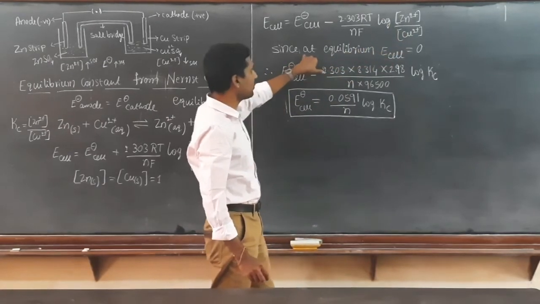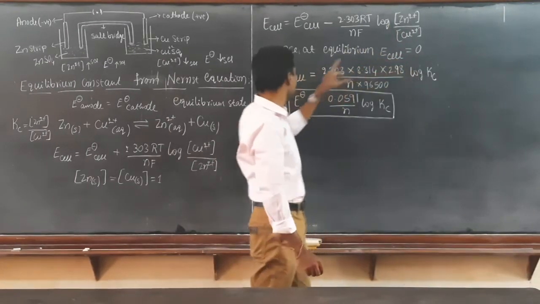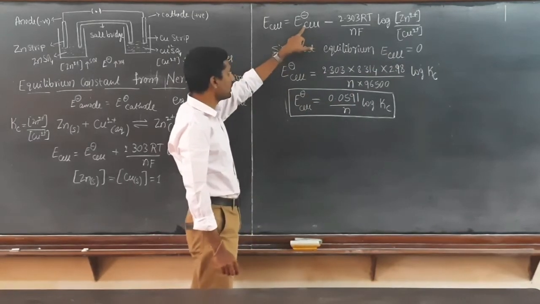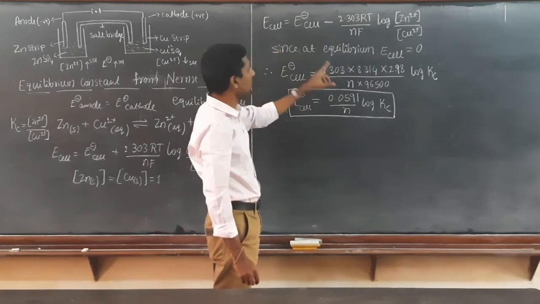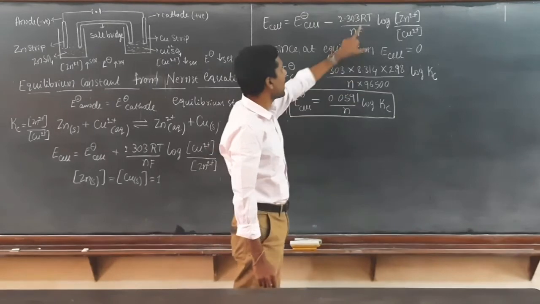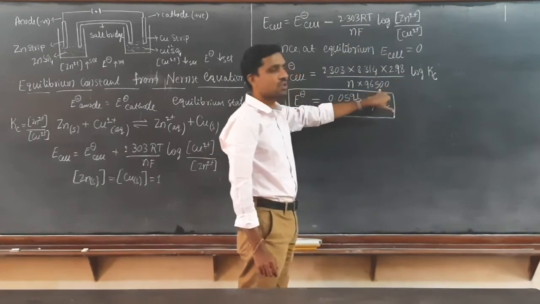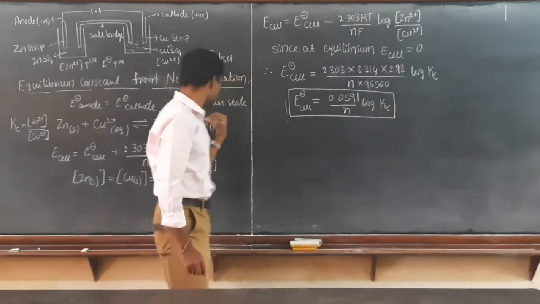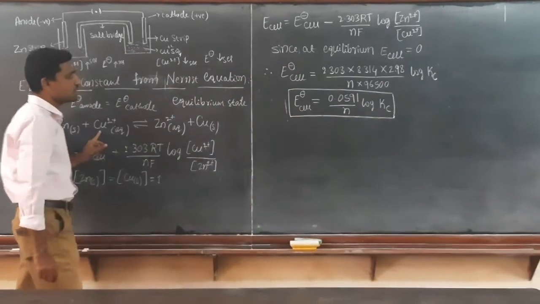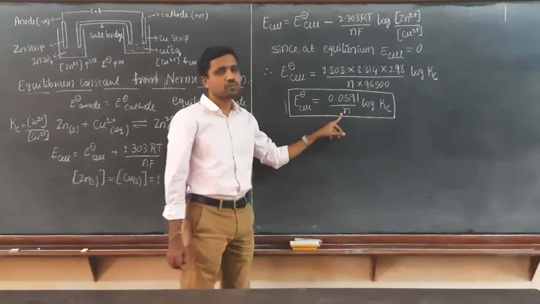Therefore at equilibrium the EMF of the cell is equal to 0. So this equation can be written as E naught of the cell, transferring this term to this side, equals 2.303 R, the gas constant, times 298 Kelvin, log Kc over n F. For this type of reaction, 2 electrons are involved, so n is 2 in this case.